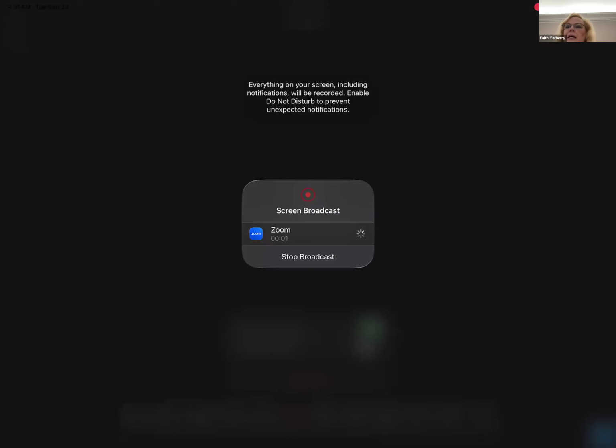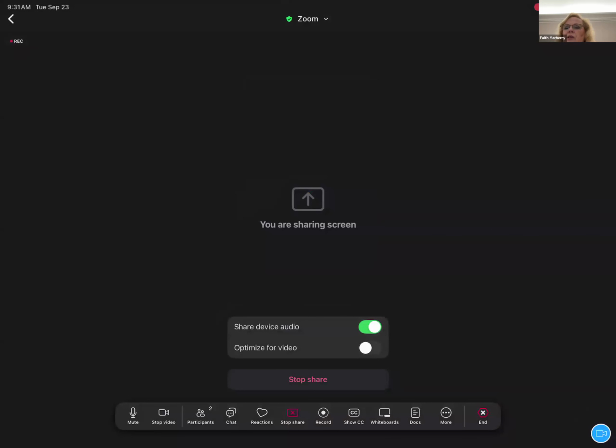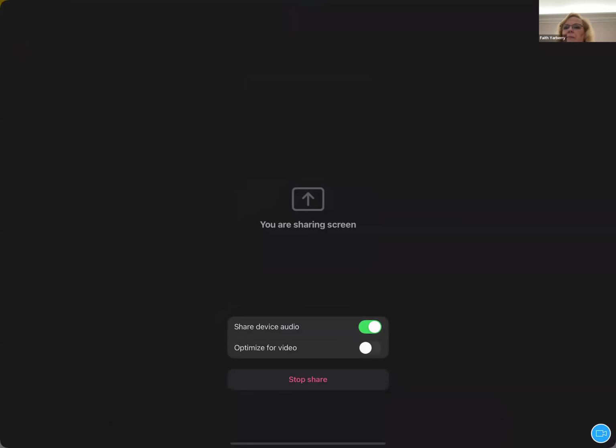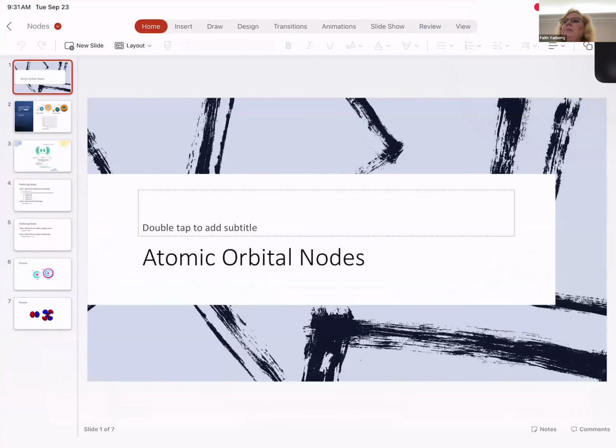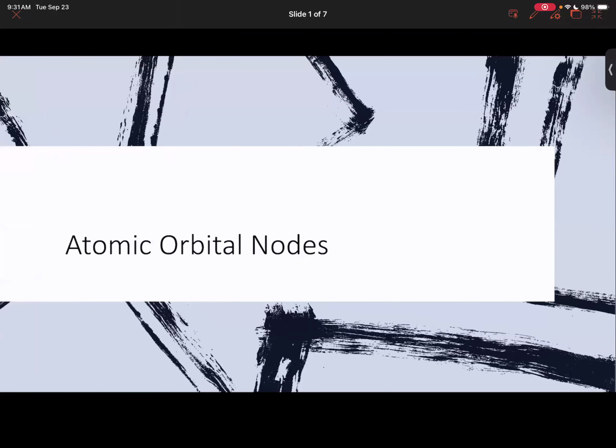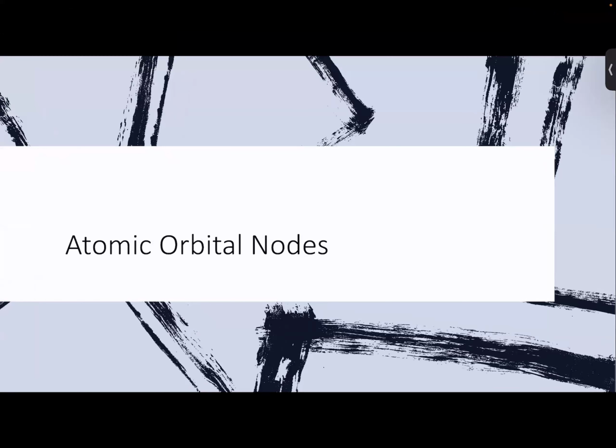these orbitals that have nodes associated with them. And so that's what we're going to talk about now. And what a node is, it is a location, according to the Schrodinger equation, where an electron will not exist.